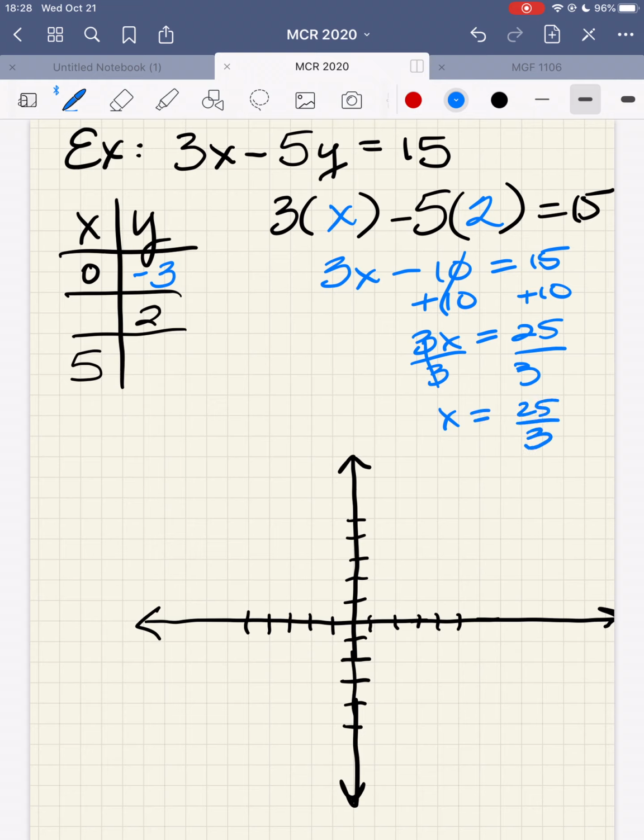3 does not divide into 25. How do I know that? Because 2 plus 5 is equal to 7. 7 is not divisible by 3. And in this case, I ended up with a fraction. Icky, but that's what I got.